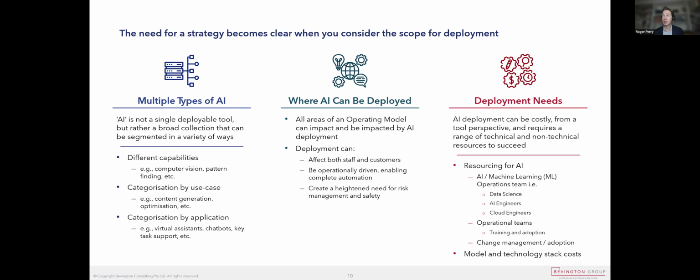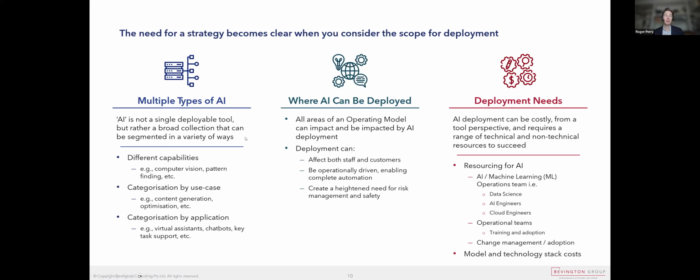There are different categorizations. So content generation or optimization, for example. So you might be using a form of large language model, a bit like ChatGPT, to generate marketing content or a letter or a response to an email. Or you might be optimizing something like your roster, which uses different types of artificial intelligence technology.